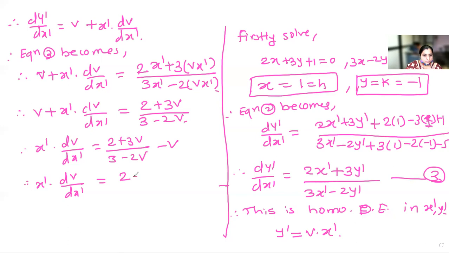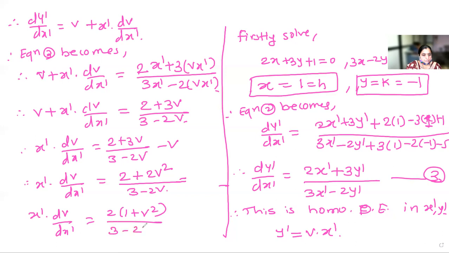2 plus 2v square minus 2v into minus v plus 2v square divided by 3 minus 2. That much is remaining. That means here you can write x dash into dv by dx dash is equal to 2 into bracket 1 plus v square divided by 3 minus 2. Okay, so this is now a differential equation in which two variables are v and x dash.